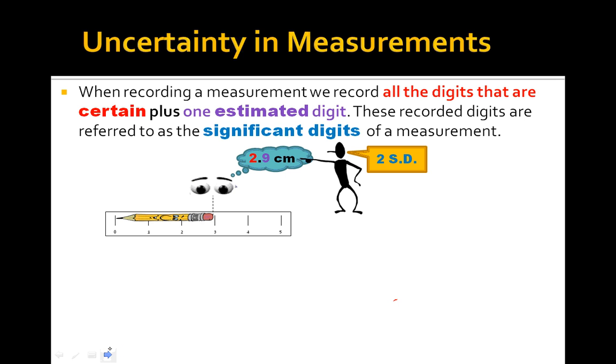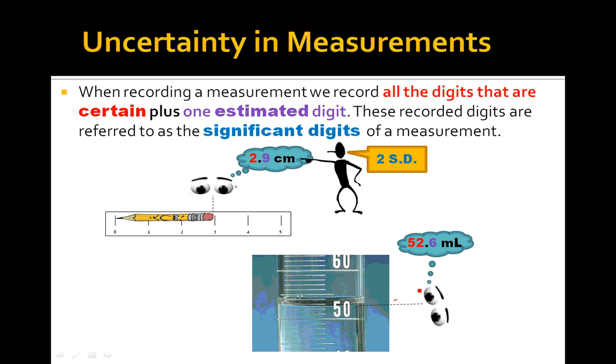Now the same applies when you're doing any other measurement, for example, liquids. So I have a graduated cylinder here, and you can see that I can definitely say it's 52 for certain. So I'm going to record those. And then one extra digit, which would be around maybe 0.6 or 0.7. So you write that down as 3 numbers, 3 significant digits. And of course, the last significant digit, the estimated one, could vary. Some people are going to put down 0.6, some people are going to put down 0.7. As long as it's a reasonable estimate of the measurement, you should be fine.